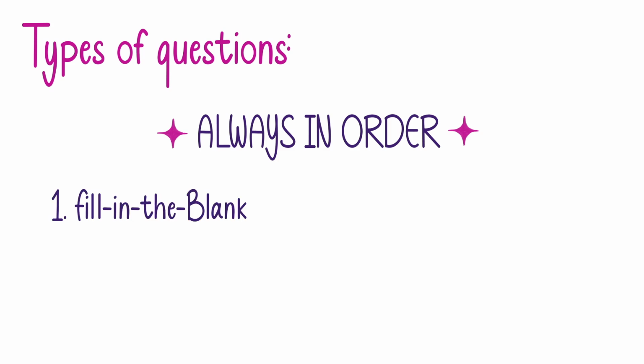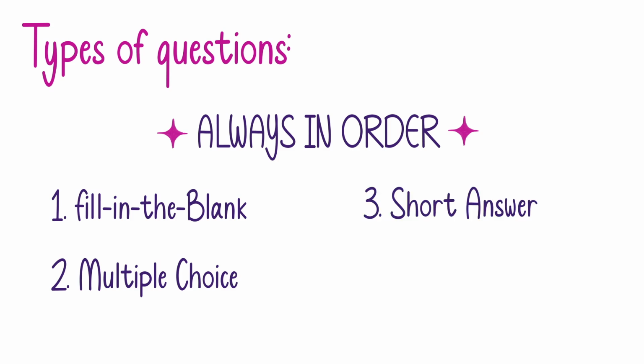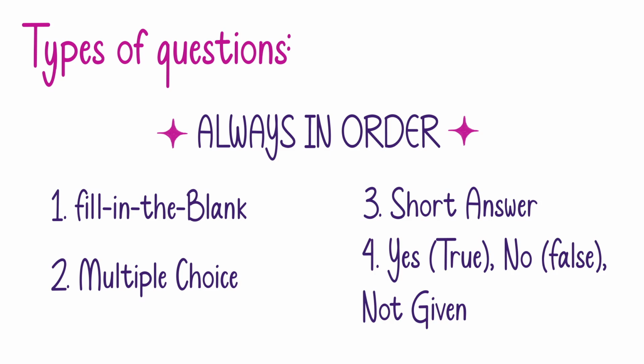The first one is fill in the blank questions. They're always in order. The second one is multiple choice questions, always in order. The third one is short answer. Short answer questions are always in order. And the fourth question type is yes, true, no, or not given types of questions, which are always in order. These 4 question types are always in order.